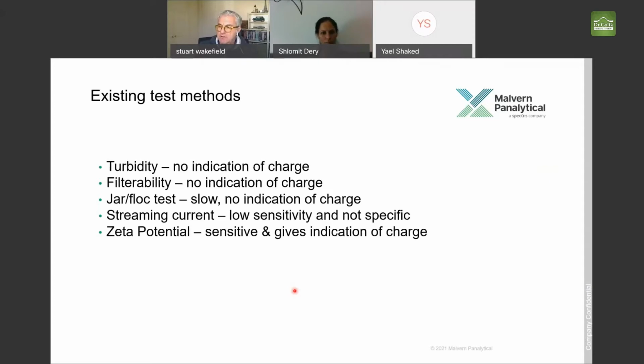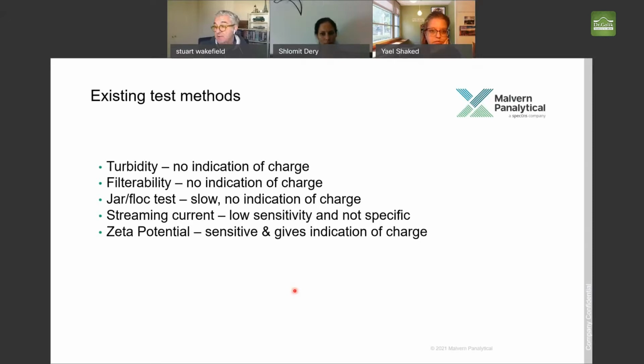Another area that people have used is streaming current. Streaming current is another way to understand flocculation, coagulation. It has a relatively low sensitivity, and again, it's not specific to charge, so it doesn't give you an idea of what's happening from a chemistry point of view.